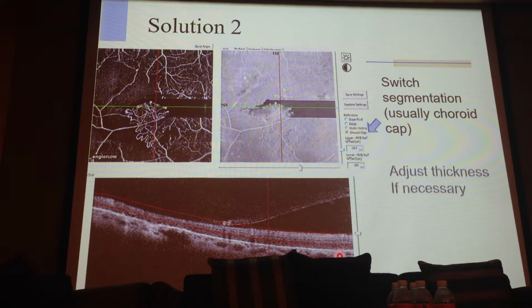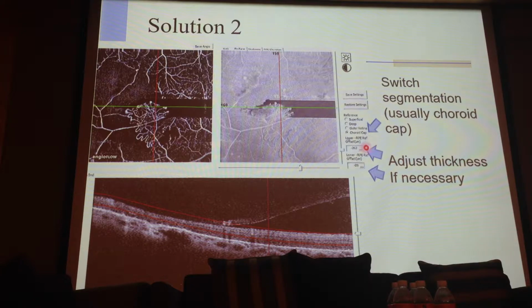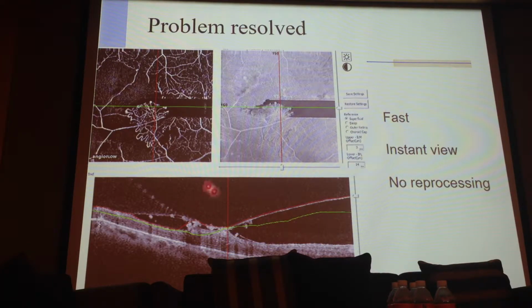Then I adjust the thickness. I just make it thicker, because the default setting of the choroid capillary is only 30 micron. It cannot cover everything inside the retina, so I make it thicker, then adjust the depth, moving it from the choroid into the retina. Okay? And then, let's take a look.